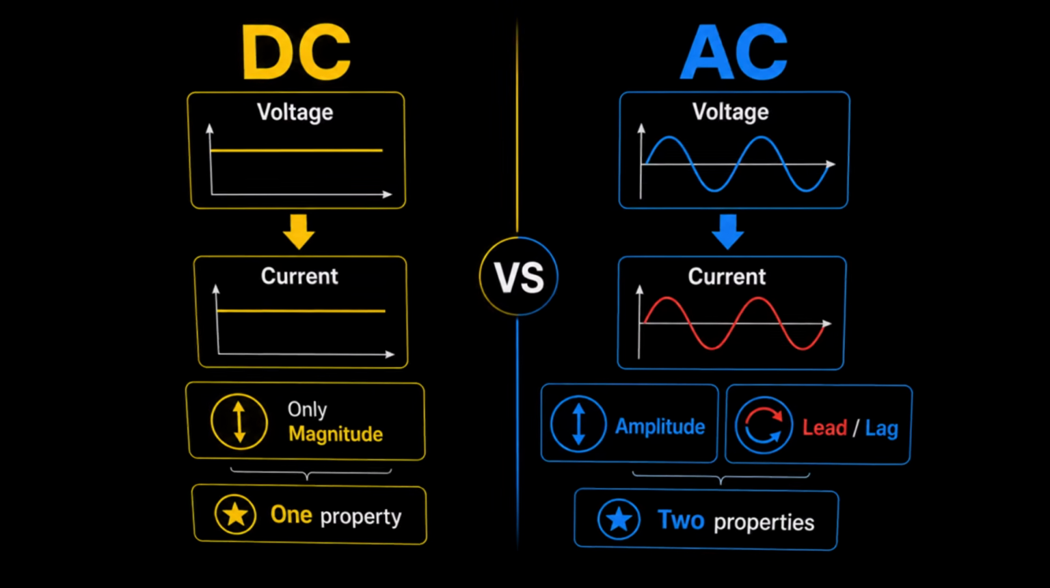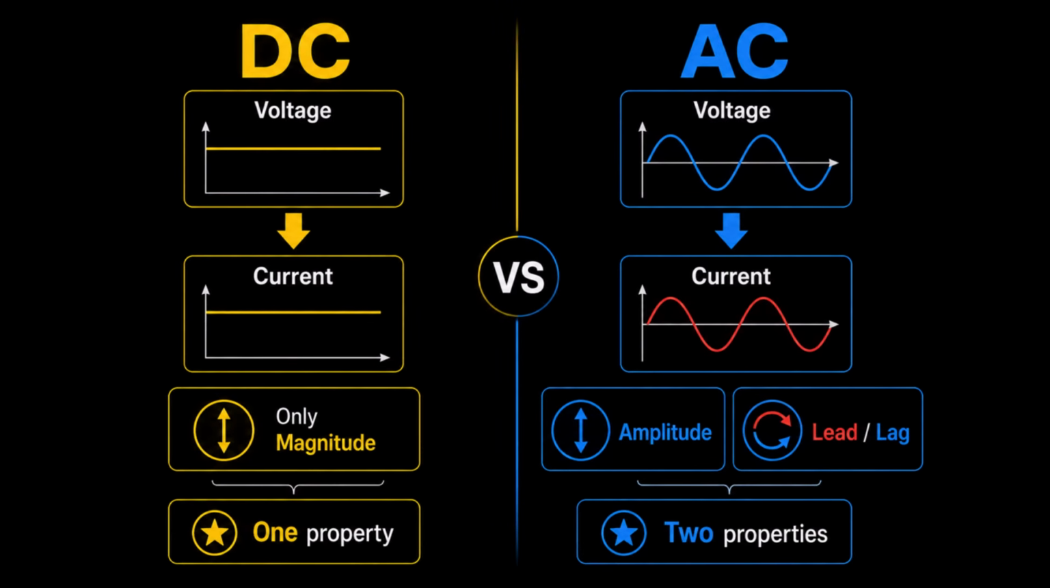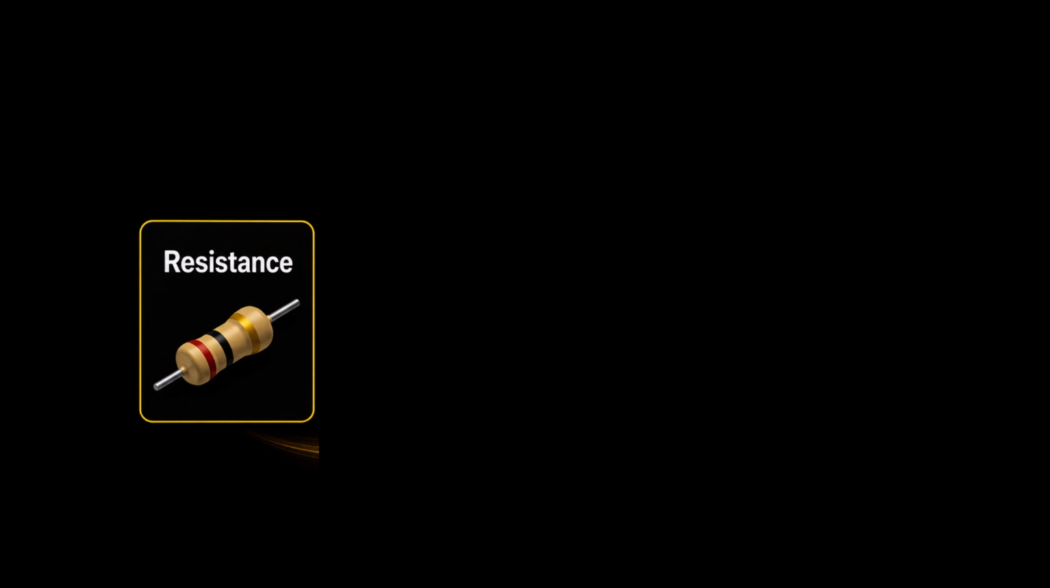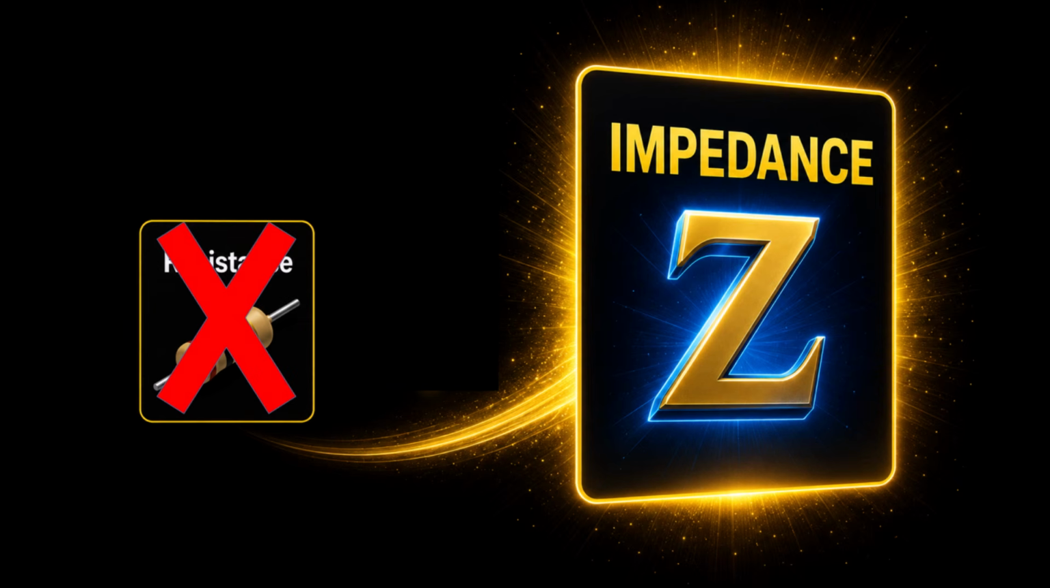Notice something important. Resistance was only there to answer one question, how much current flows. But for sinusoidal signals, one number is no longer enough. We need a property that tells us both the ratio between the voltage amplitude and the current amplitude, and also the phase difference between them. Now we need something richer than resistance. That new property is called impedance.